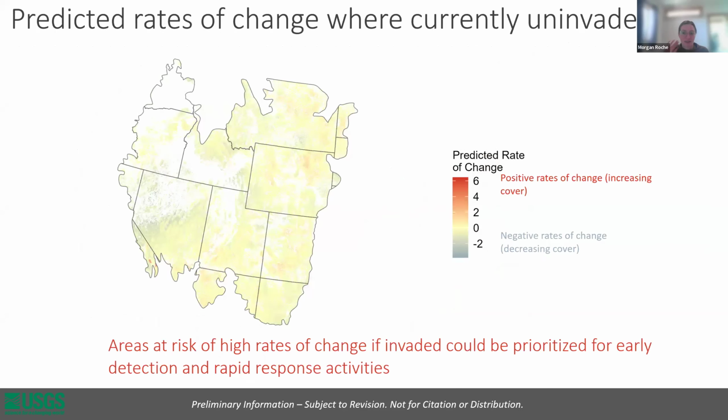So we can also use our model to predict what the rate of change might be if a currently uninvaded location were to become invaded. So for this scenario, we simulated a 5% invasive annual grass cover where there's currently 0. So red places here would represent areas that are at risk of a positive rate of change if invaded. So these are areas that could be prioritized for early detection, rapid response, and monitoring, because cover is expected to increase rapidly if invasive annual grasses were to establish in that location.